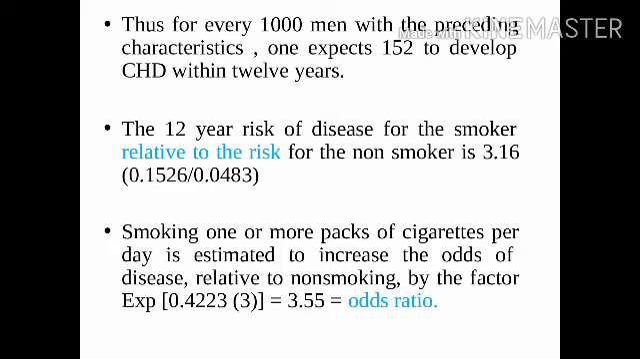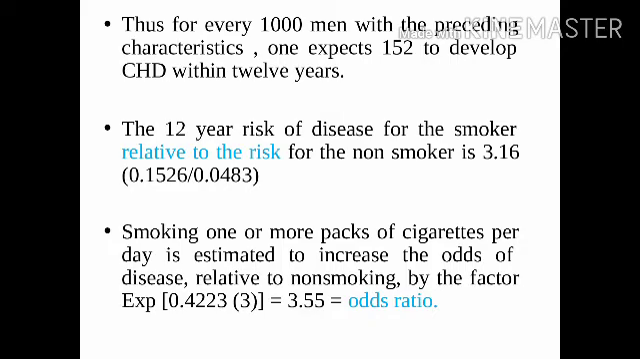Smoking 1 or more packs of cigarettes per day is estimated to increase the odds of disease relative to non-smoking by the factor exponential of beta. Beta is considered as the corresponding regression coefficient of the cigarette use. That is, here we get 0.4223 for the code of more than 1 cigarettes per day. So we will get the value 3.55, which is considered as the odds ratio.